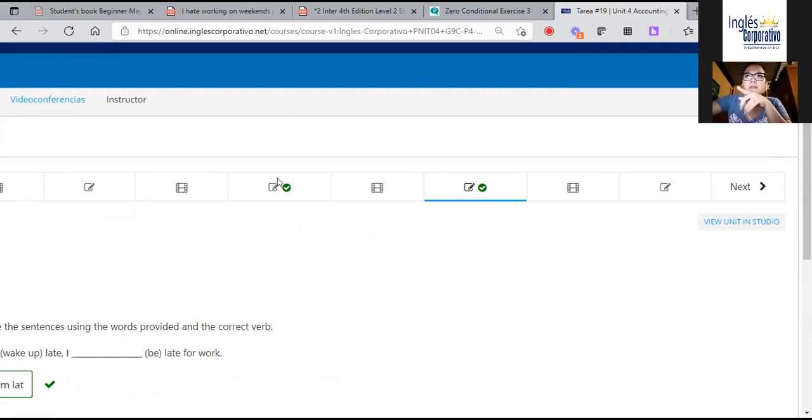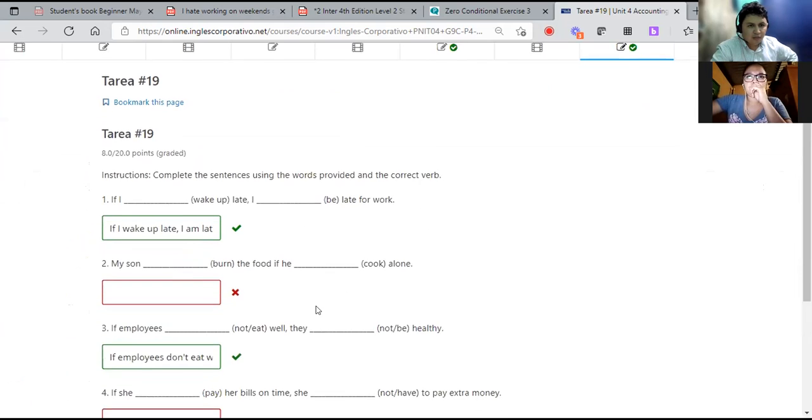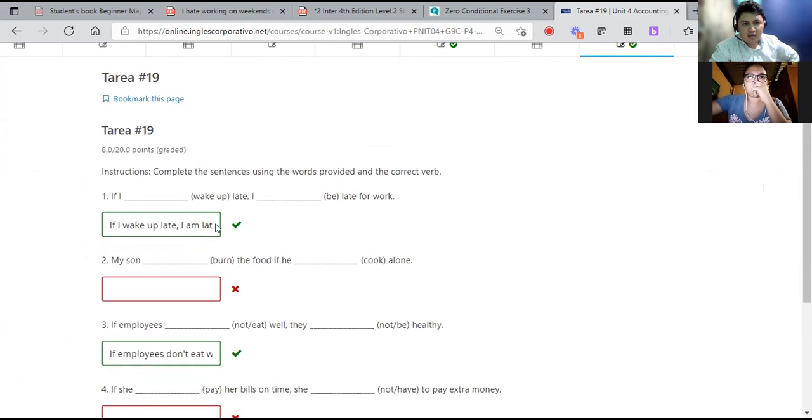Esa es mi plataforma. Es la plataforma, sí. Esto sí no la pude hacer. Este es el condicional cero. Significa que usted va a poner el verbo acá conjugado en presente de acuerdo al sujeto. Igual que aquí. Lo mismo. Por ejemplo, aquí usted está diciendo, si se va la luz, se me va el inter. Eso es lo que uno dice.